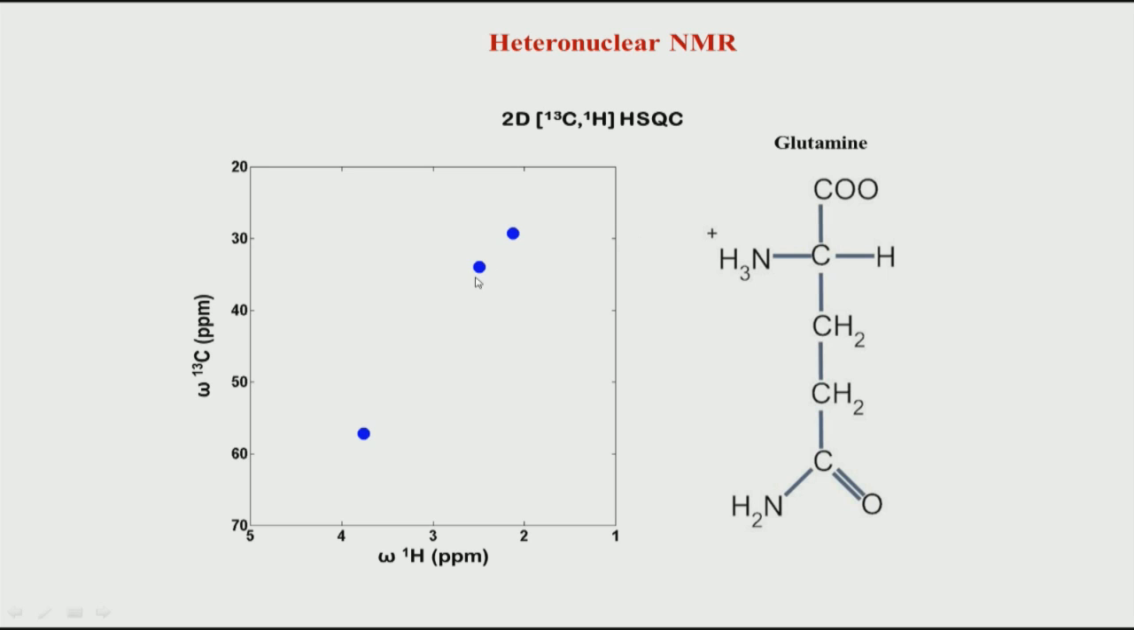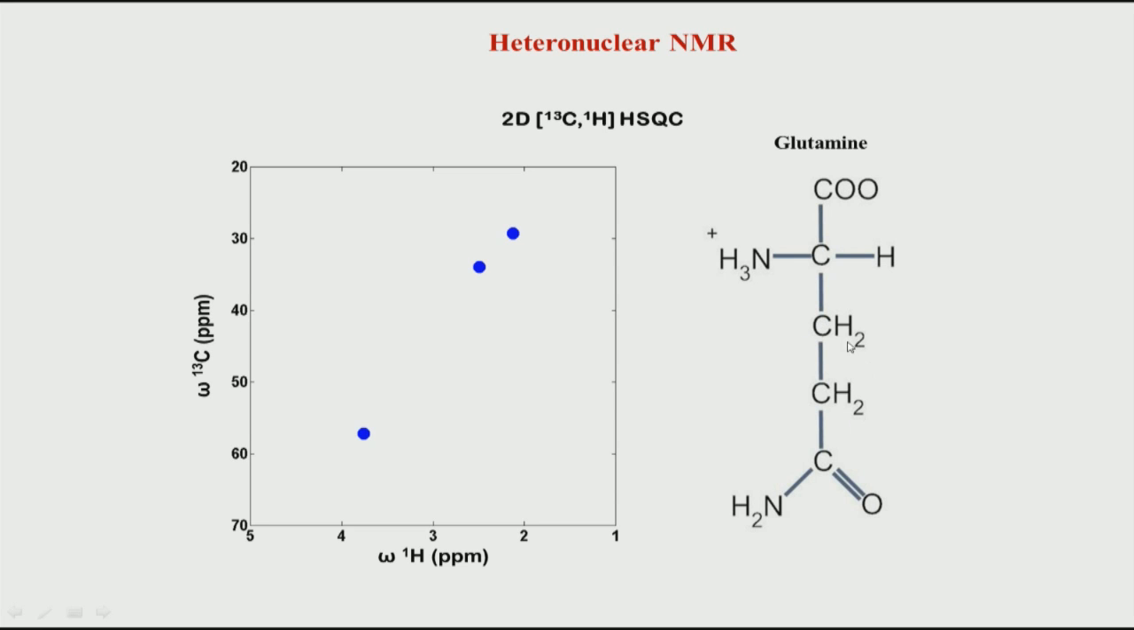So, this is the HSQC spectrum of this molecule glutamine. It is an amino acid and it has a structure which looks like this. So, how many pairs of hydrogen and carbon are there? You have to keep in mind that we are only detecting pairs, we are not detecting any other system, we are only looking at CH pairs. So, there is one CH here, there is one CH here and there is one CH here.